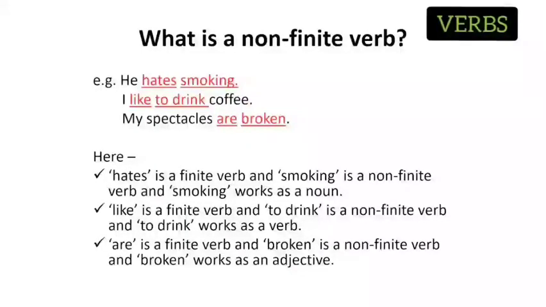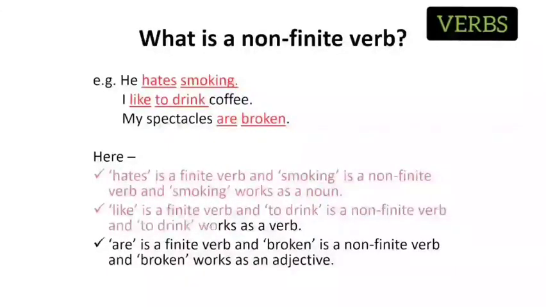I like to drink coffee. I liked to drink coffee. In that case also it will be the same. To drink coffee, in past tense also it will remain the same. He hates smoking. He hated smoking. It will remain the same. Further, if you look, spectacles are broken. It will say was broken, were broken. So broken is the condition of the spectacles.